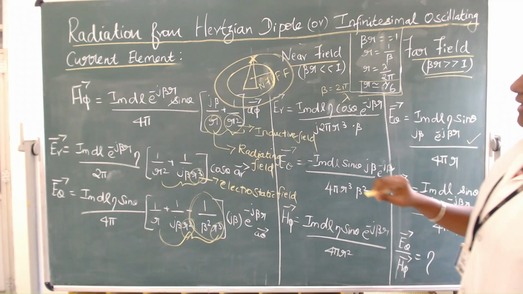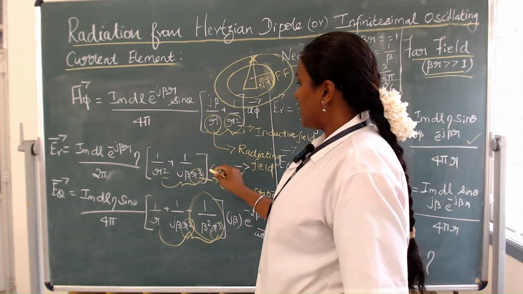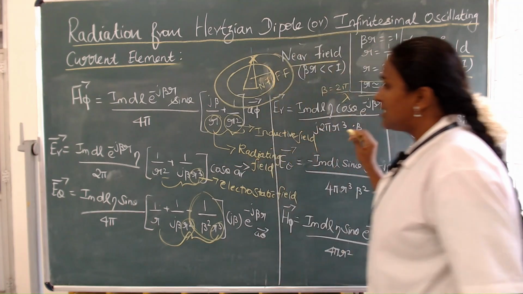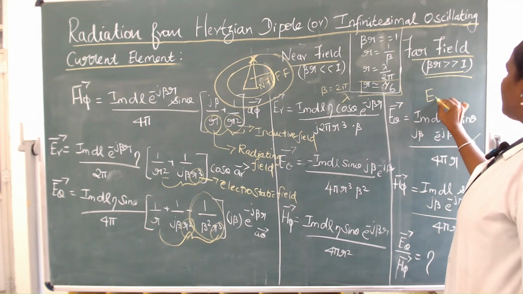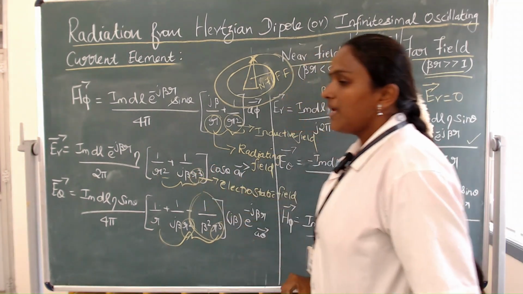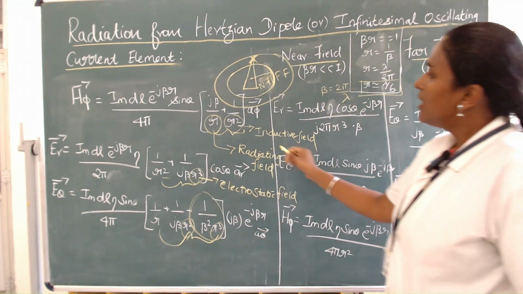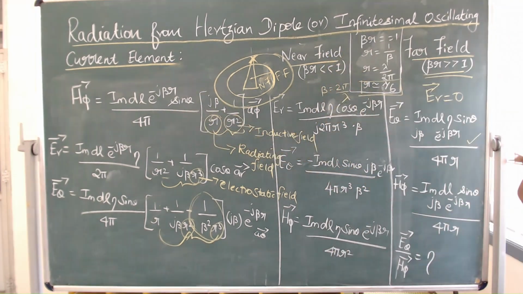If we check E r, we can see that there is no 1 by r term. So we can say that E r does not exist in the far field condition. In the far field condition, E r is equal to 0 because it does not contain any 1 by r term. Again, for H phi, we can ignore the 1 by r square term, and the other terms can be written for H phi.